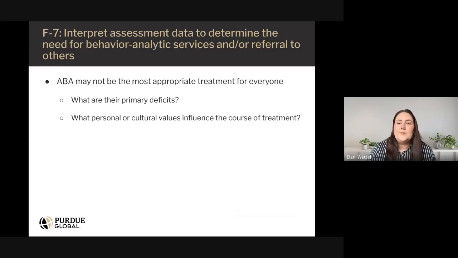Something else that should really come into play is the personal and cultural values that influence the course of treatment. So would their caregivers be willing to attend caregiver training? Are they open to learning? Or do they have the availability to take time to complete those sessions? If the prescribed amount of ABA hours is going to impede them from going to school, what's the cost-benefit of that? Is it okay for them to be missing out on that educational time or being around typically developing peers? Things of that sort are going to be really important to consider as you're deciding if behavior analytic services are the most appropriate for the client that you're assessing.